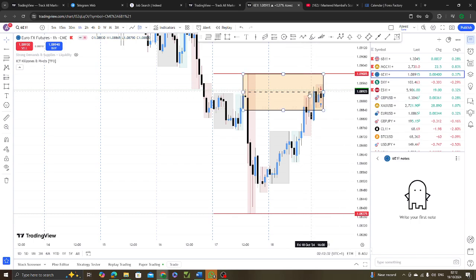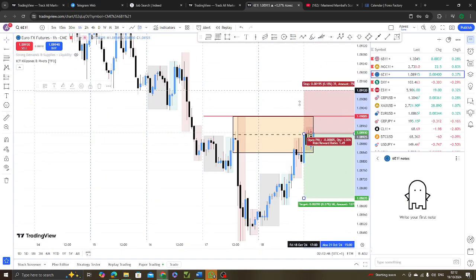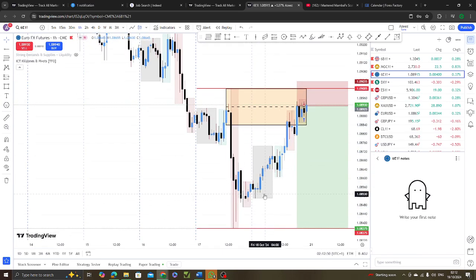But once the market comes back into your area and you take a trade from here to this level, then you know your money is safe, because whatever you're risking this time is way smaller than whatever you would have risked from here, to here, to here, to here.